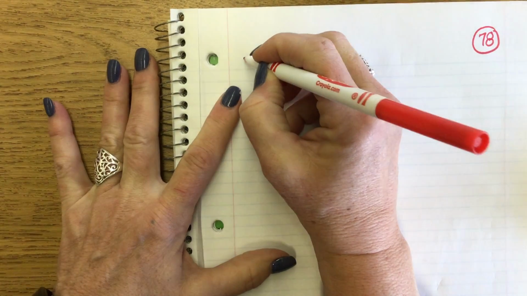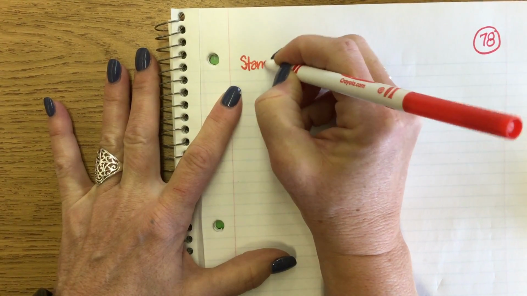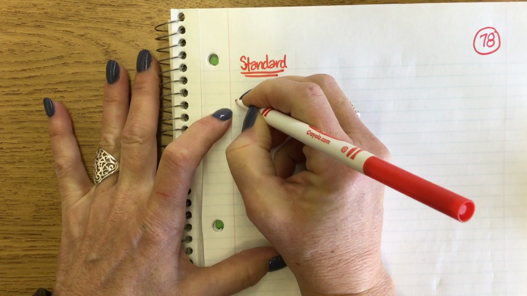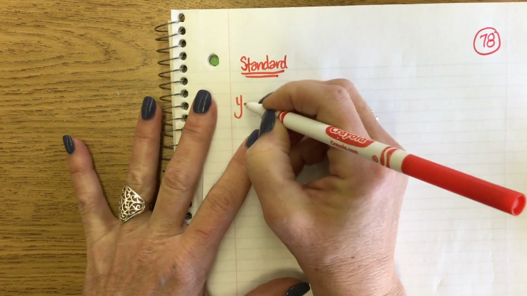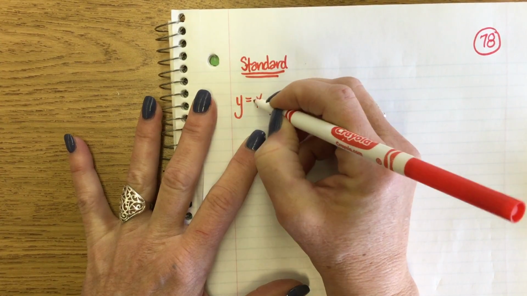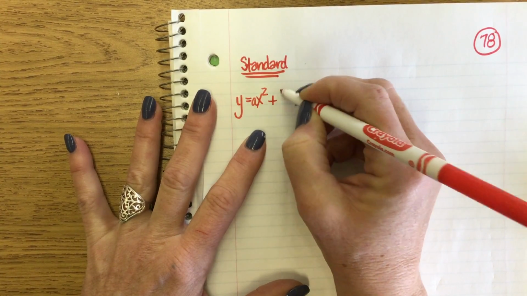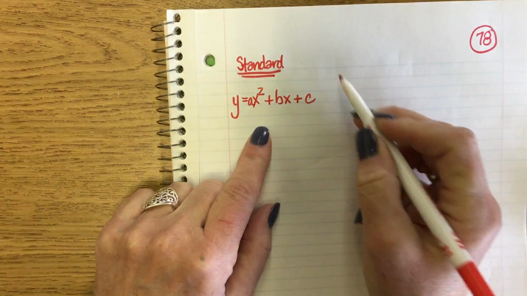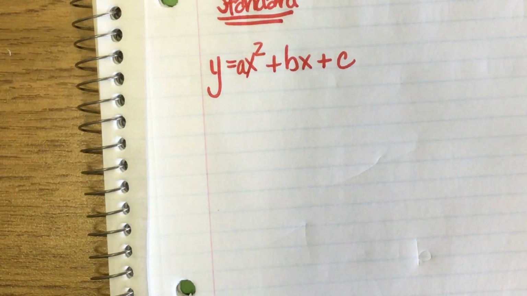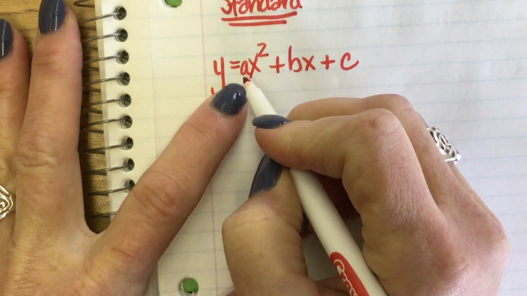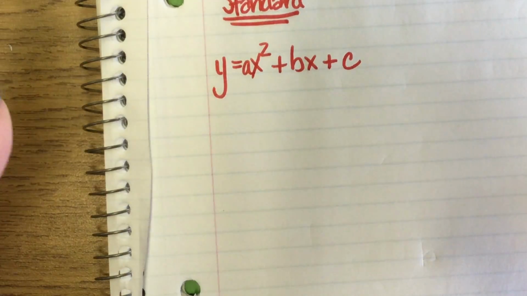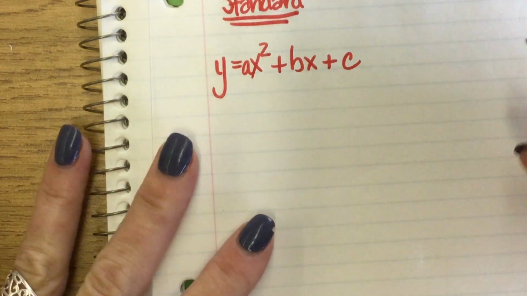Okay. So we've talked about standard form, which is y is equal to ax squared plus bx plus c. And we could tell a lot about what the parabola is doing. If a was negative, it went downward, the y-intercept. And we talked about how it would shift left or right.